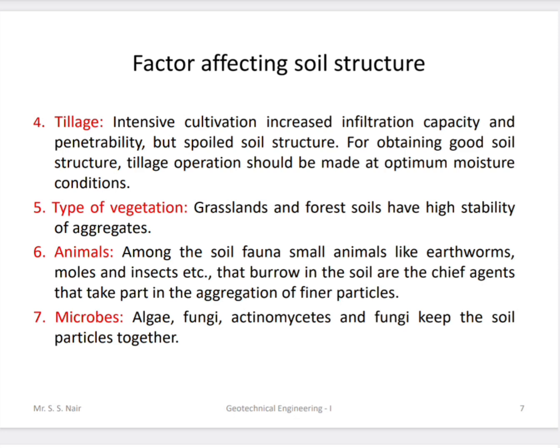Type of vegetation. Grassland and forest soil have high stability of aggregation. Animals such as earthworms and moles and insects that burrow into the soil are the chief agents that take part in the aggregation of finer particles. Microbes like algae, fungi, actinomycetes keep the soil particles together.